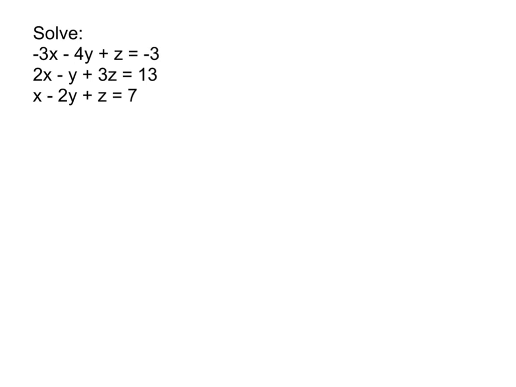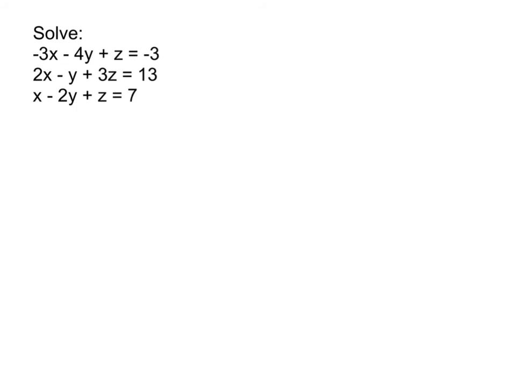-3x minus 4y plus z equals -3. 2x minus y plus 3z equals 13. x minus 2y plus z equals 7. Alright, so in this case, I actually have one letter that has a coefficient of 1 in each of my equations. So I really have a choice of how I want to eliminate here. I'm going to use the x first.